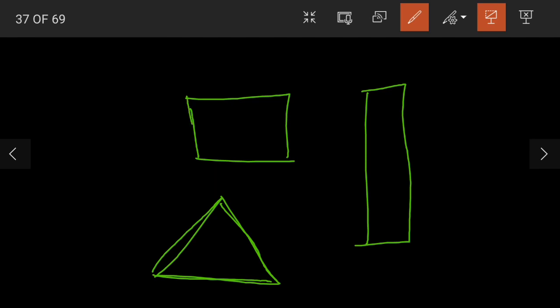For example, if I take this triangle and fold it here in the middle, then we can see that this part and this part will overlap. These two parts are exactly the same. They are folded exactly. Understood, children?